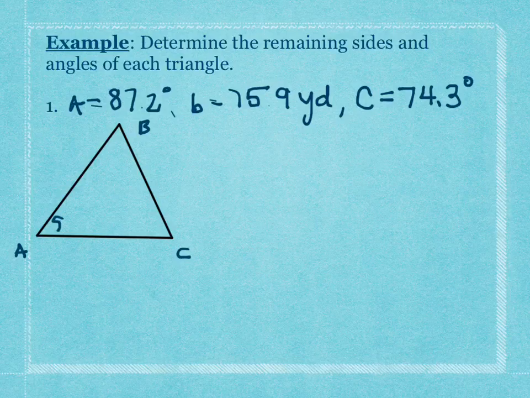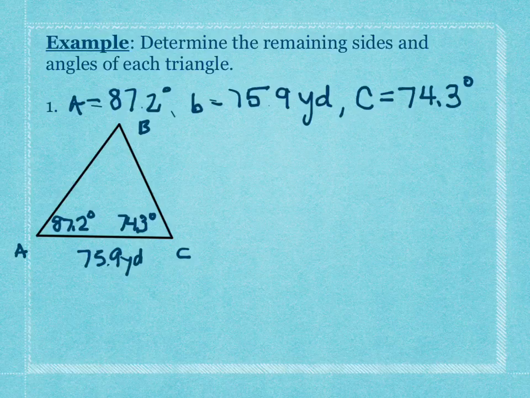So angle A is 87.2 degrees. Angle C is 74.3 degrees. And side B, which would be opposite angle B, so down here on bottom, is 75.9 yards.